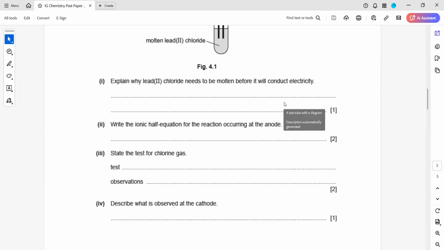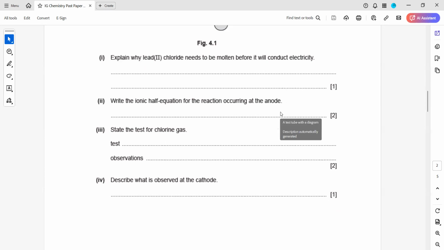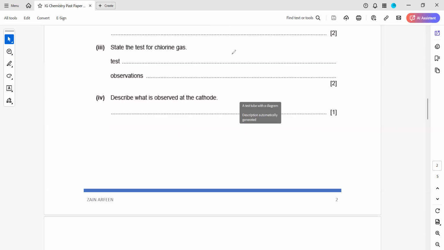Sir, can you tell the answer for part one? Ions are free to move in a molten state. State the test for chlorine gas. How can we test chlorine gas?